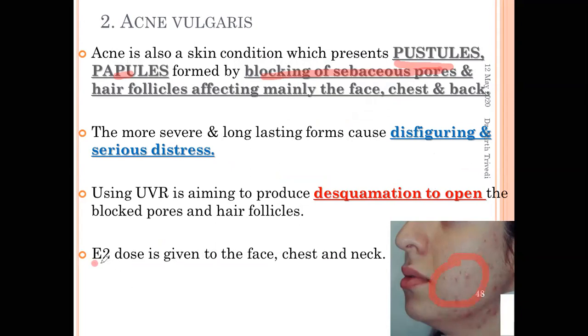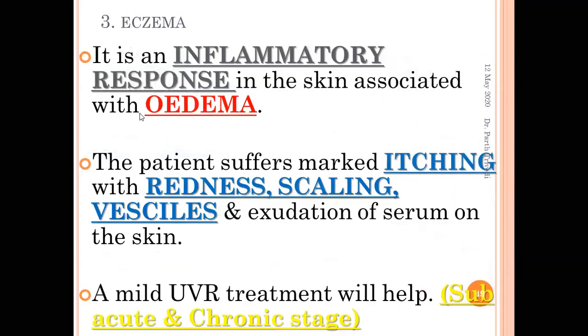What is the dosage? E2 dosage is given to the face, chest and neck. Why do we use it? Because of desquamation. Desquamation is nothing but a healing effect, to get the healing effect. Third one is eczema. The only difference between eczema and psoriasis is your silvery scales.